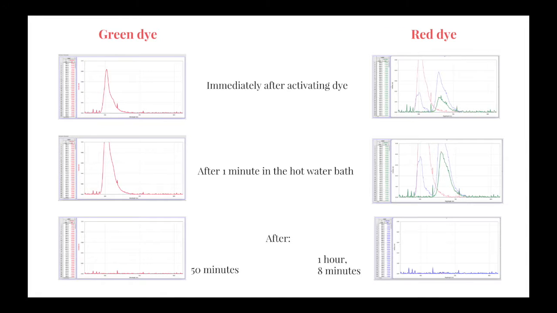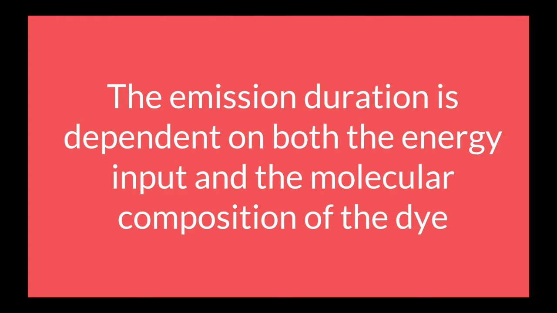But why? Because green emits photons at higher intensities, meaning that it uses energy at a greater rate, thus resulting in a shorter emission. The large amount of possible reactions due to the more energy levels it has decreases the amount of time it takes to use its energy input. The rate at which photons are emitted is directly proportional to the rate at which energy is consumed by the substance. Therefore, we can say that emission duration is dependent on both the energy input and the molecular composition of the dye.